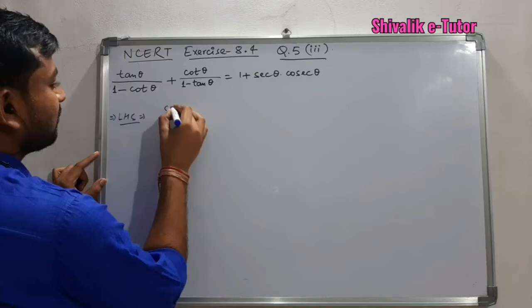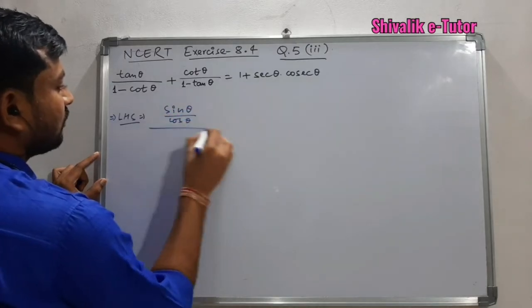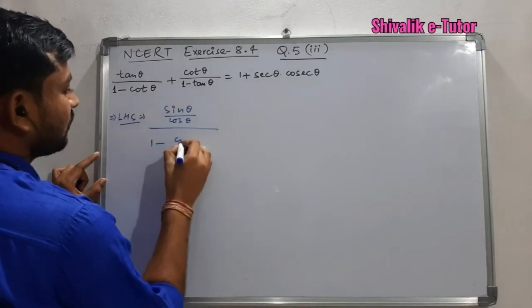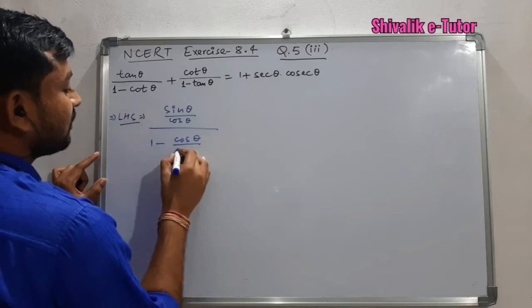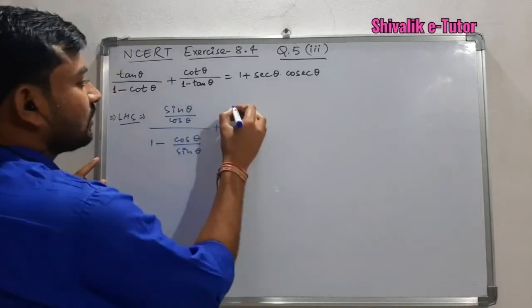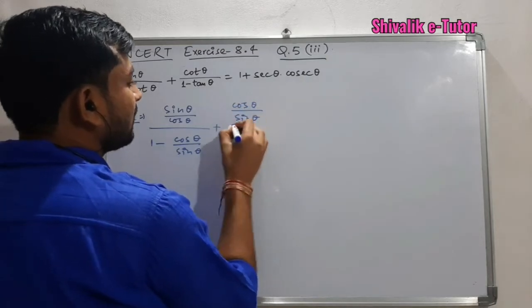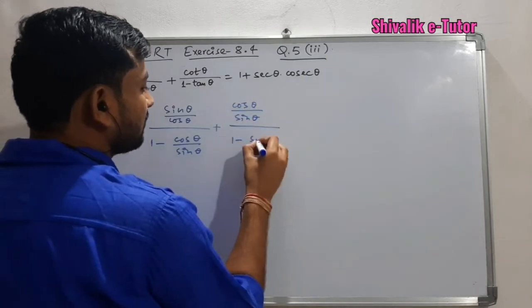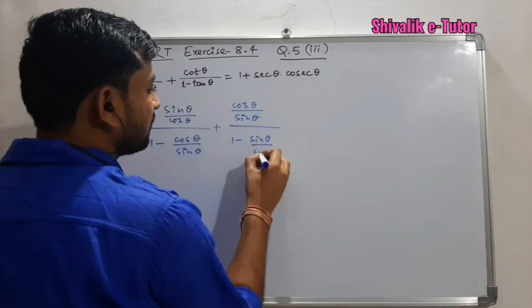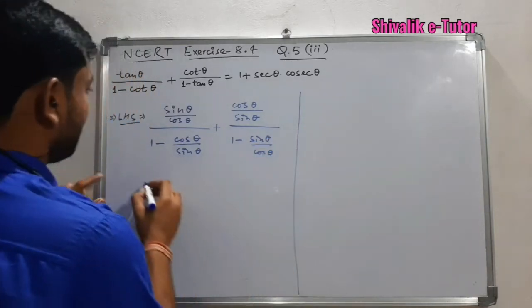So here tan theta can be written as sin theta upon cos theta, upon 1 minus cot theta, which can be written as cos theta upon sin theta. Plus cot theta can be written as cos theta upon sin theta, and 1 minus tan theta, which is sin theta upon cos theta. This is how we write.